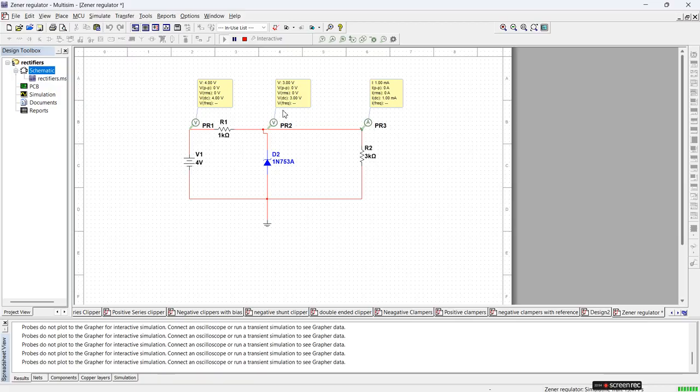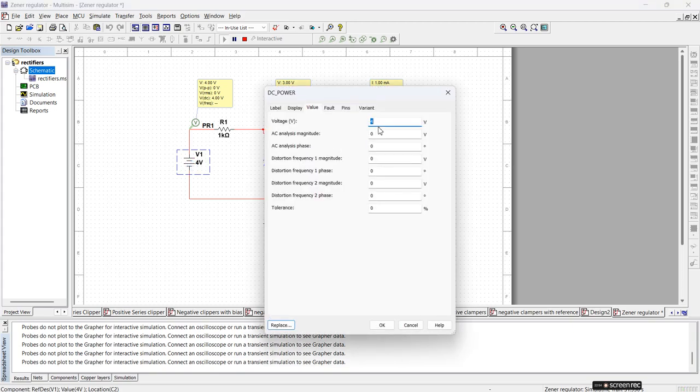So the 3 volt should have been clamped by the Zener diode, but it is not able to switch on. So this Zener diode acts as an open circuit. The Zener diode is turned off at this voltage because I am selecting a voltage lower than the Zener voltage. So now I will increase it.